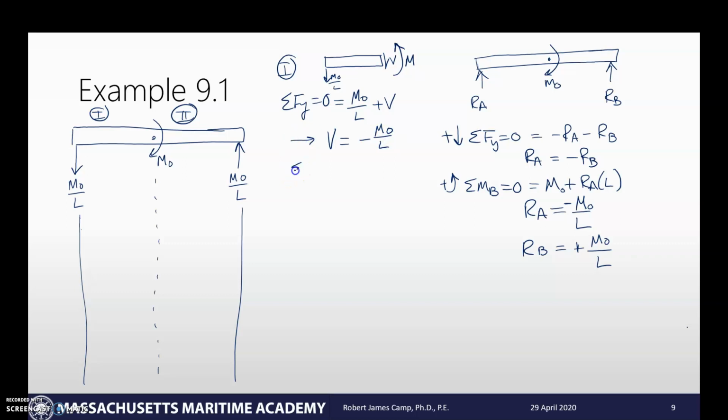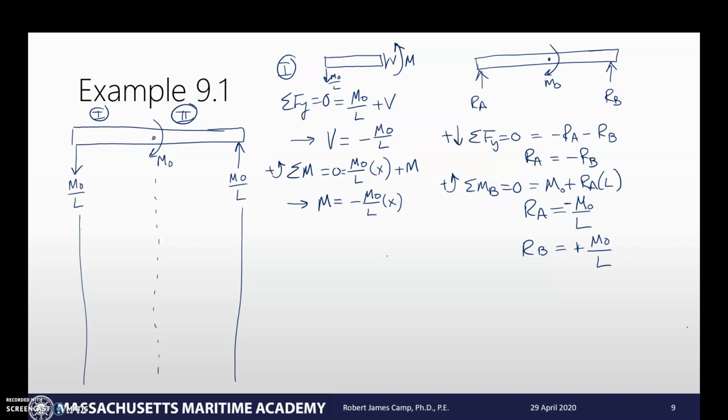Now let's do the sum of the moments. Counterclockwise is positive. And we're going to do that about the free end here, so we don't have to worry about the influence of the shear. And so what I have is MO over L times x, because that distance is going to be x to get it here to create a moment. And that's going to be going in the positive direction. My moment is going in the positive direction, so that's plus M. So I solve this for my moment, and what I'll end up with is negative MO over L times x. So there are my two equations for section 1.